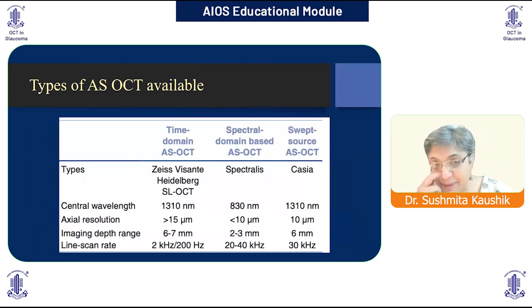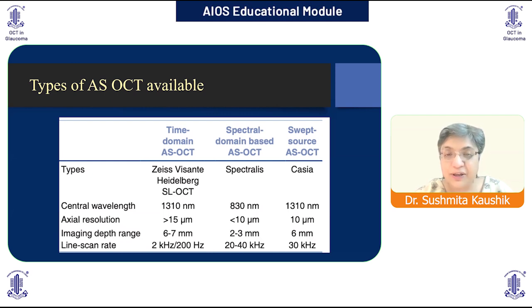Here are the types of anterior segment OCT available, and I've put this into one table to make it understandable. One is time domain, one is spectral domain, and one is swept source OCT. The names we are most familiar with are the Zeiss Visante for the time domain, the Spectralis for the spectral domain, and the Cassia for the swept source anterior segment OCT.